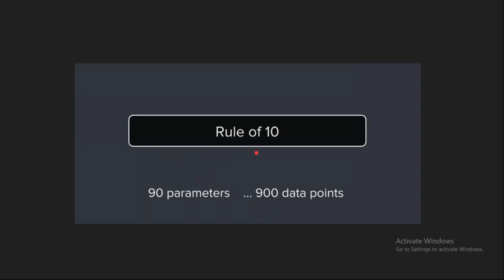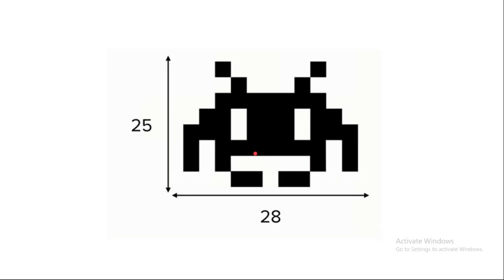There is a rule for it, called the rule of 10. What does the rule of 10 mean? It means that the number of parameters you have, multiplied by 10, gives you the data points you would require. So if you have 90 parameters, you multiply that by 10, and you might need 900 data points. That is also huge when we talk about training a machine learning model. Let's see how many parameters we need when training on an image data set.